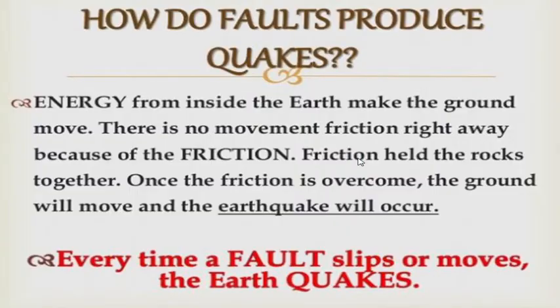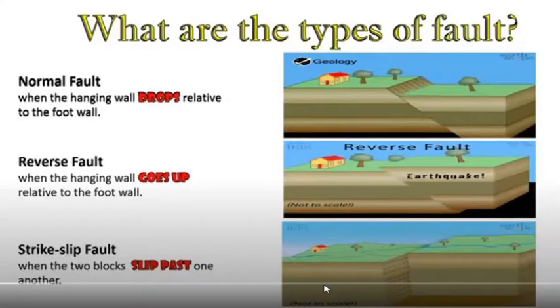Okay? So, how do faults produce quakes? Actually, energy from inside the earth makes the ground move. There is no movement right away because of the friction. Friction holds the rocks together. Once the friction is overcome, the ground will move and the earthquake will occur. So every time a fault slips or moves, the earth quakes.